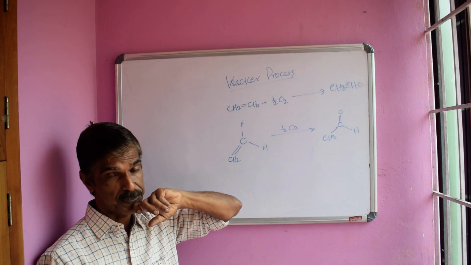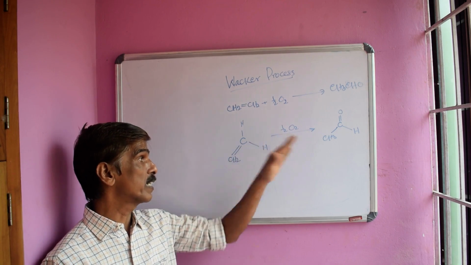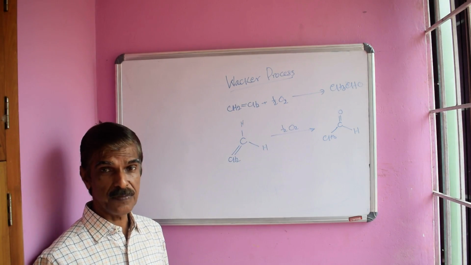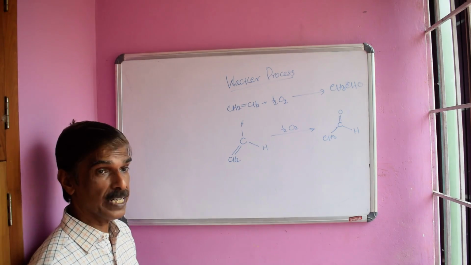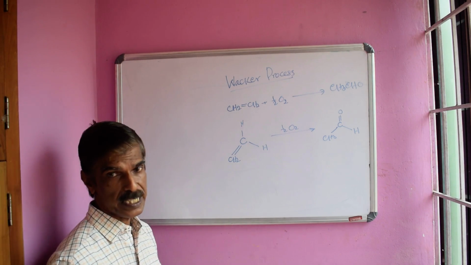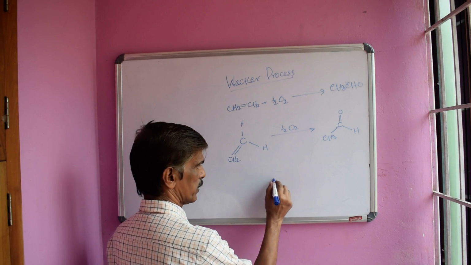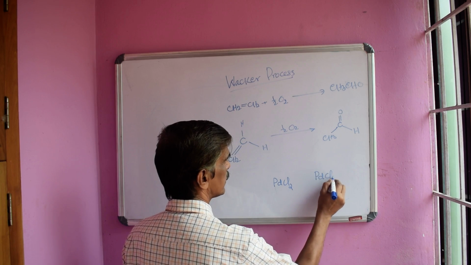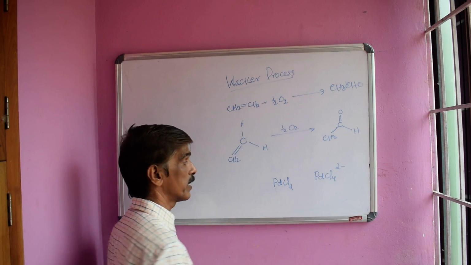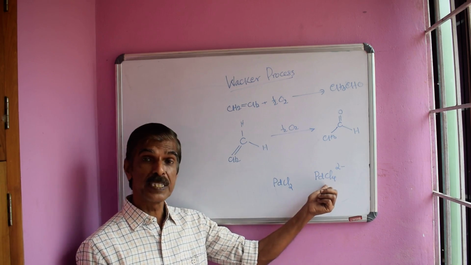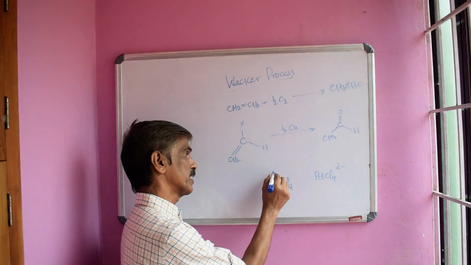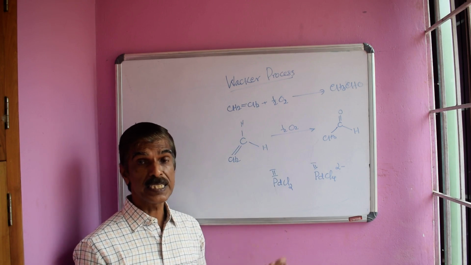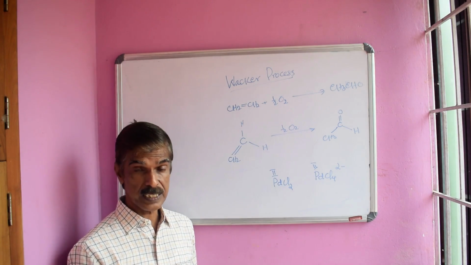That is an oxidation process: conversion of ethylene into acetaldehyde by reaction with oxygen. Atmospheric oxygen is sufficient, and this reaction is catalyzed by palladium 2 as the catalyst. Palladium 2 can be written as PdCl2, and in the presence of excess chloride, it will be present as PdCl4 2 minus. In either case, palladium is in the oxidation state plus 2. This is the reaction.